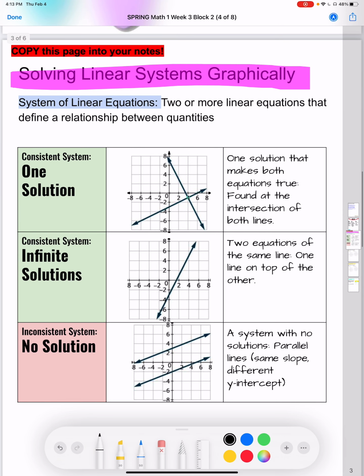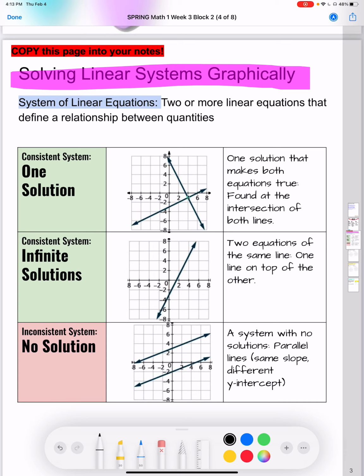Okay, so go ahead and pause right here. Pause the video and then copy this page into your notes. You're going to copy every single thing down, including the chart. That's the most important part. All right, so you should have paused this video.